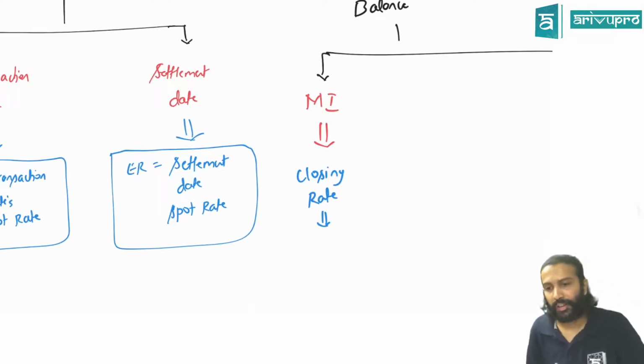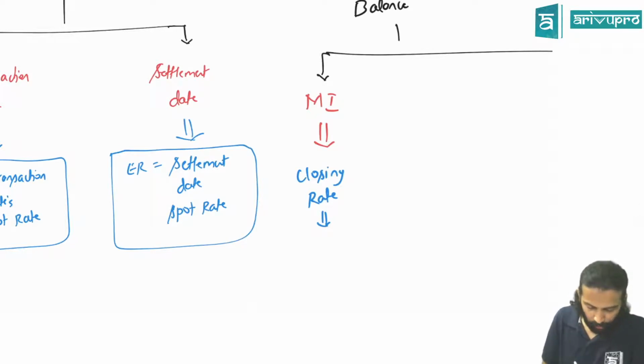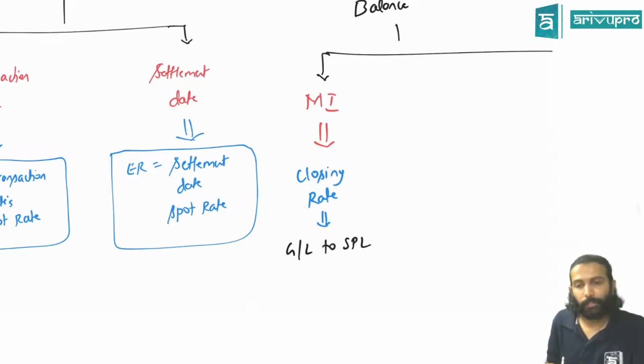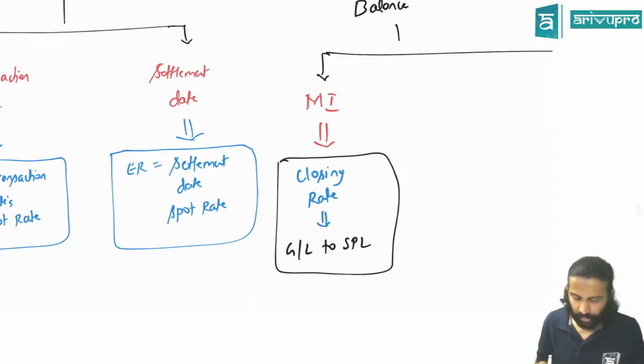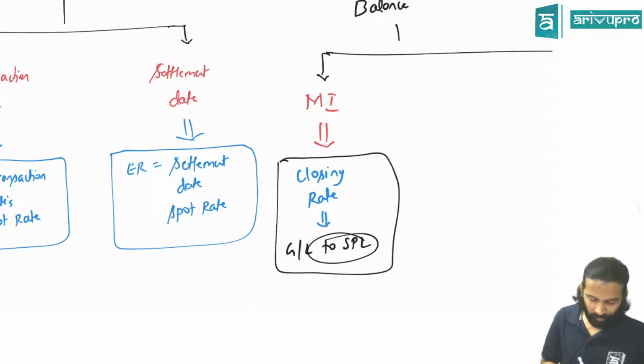It could fluctuate. It will mostly fluctuate. That means there will be some gain or loss. So that gain or loss should go to SPL or PRL. This is the funda. Got it? So if it's a monetary item, you use the closing rate, and the gain or loss due to exchange fluctuation will go to SPL. No worry, we'll do a problem also.